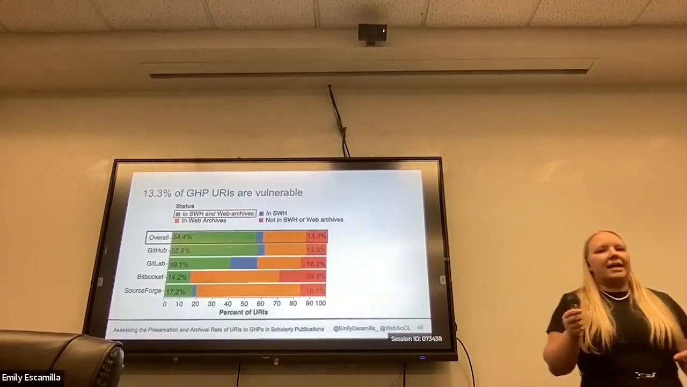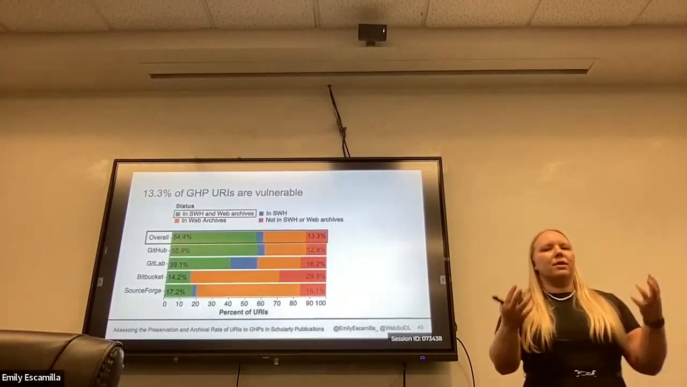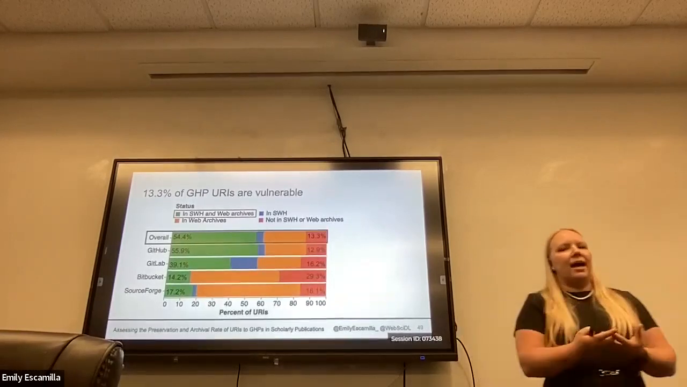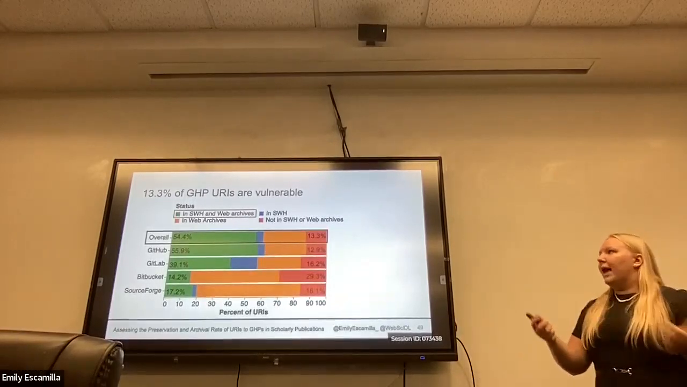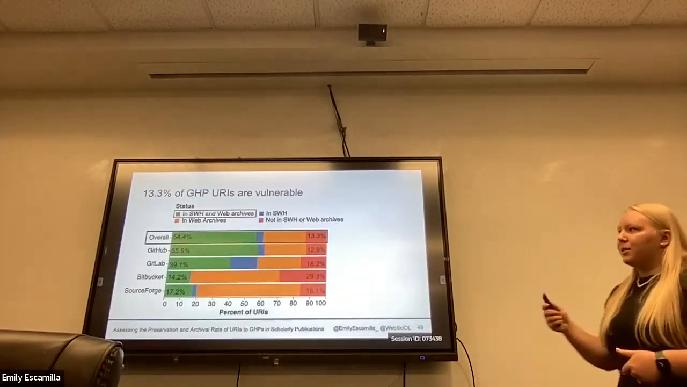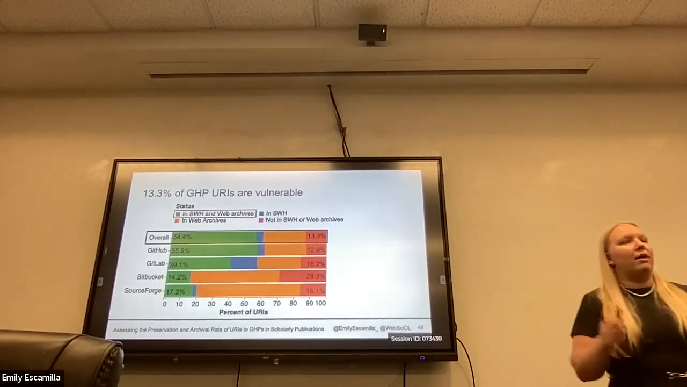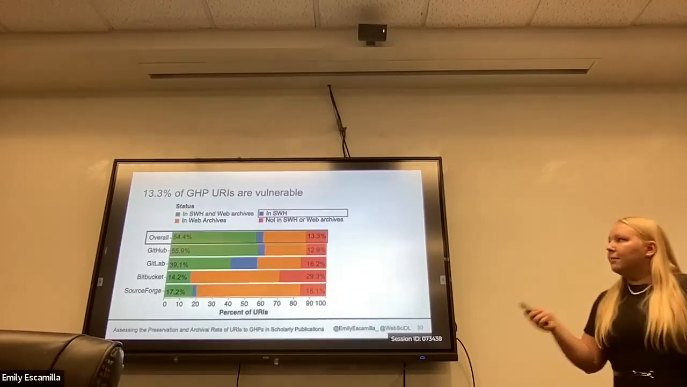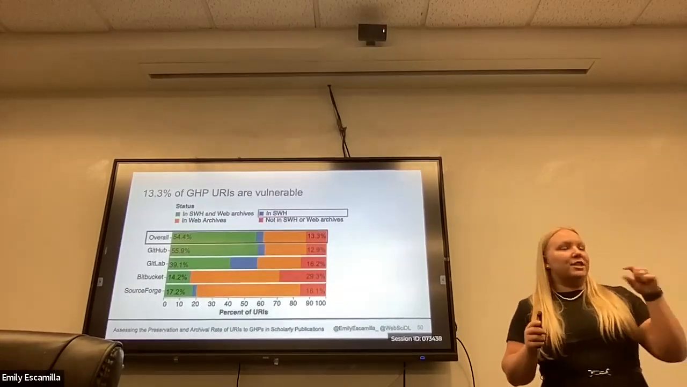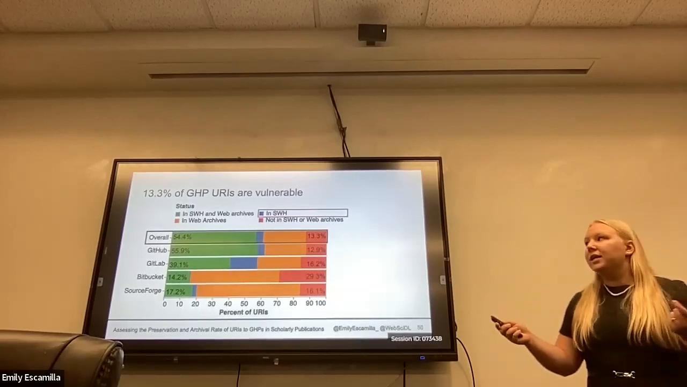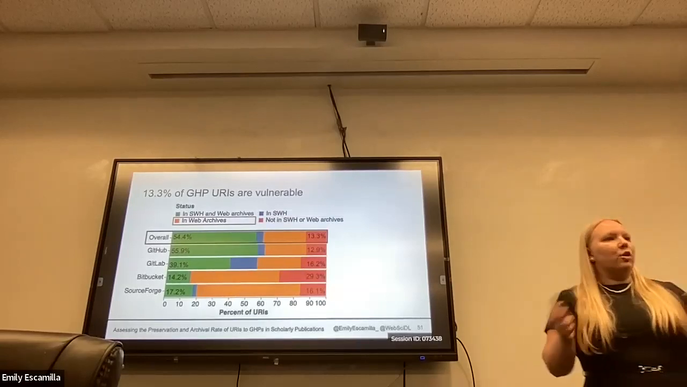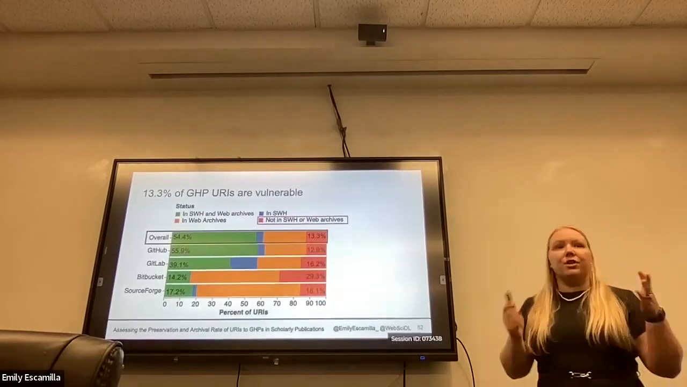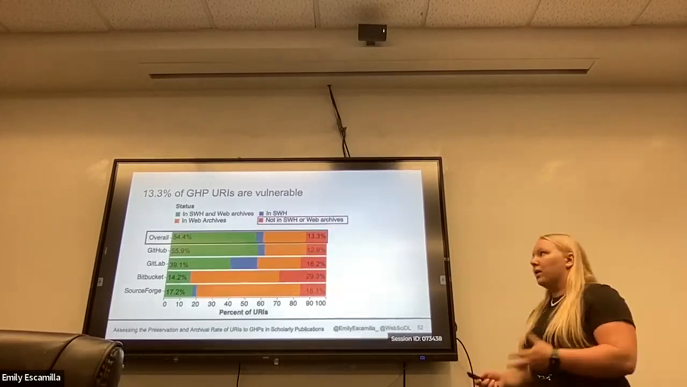So next we looked at how the holdings of Software Heritage and the holdings of the web archives interact, or overlap. In the green, you can see the percentage of GHP URIs that were found in both Software Heritage and the web archives. In blue, you can see the percentage that's only in Software Heritage. In orange, only in the web archives. And then in red, we have the percentage of URIs that are not in either Software Heritage or the web archives.